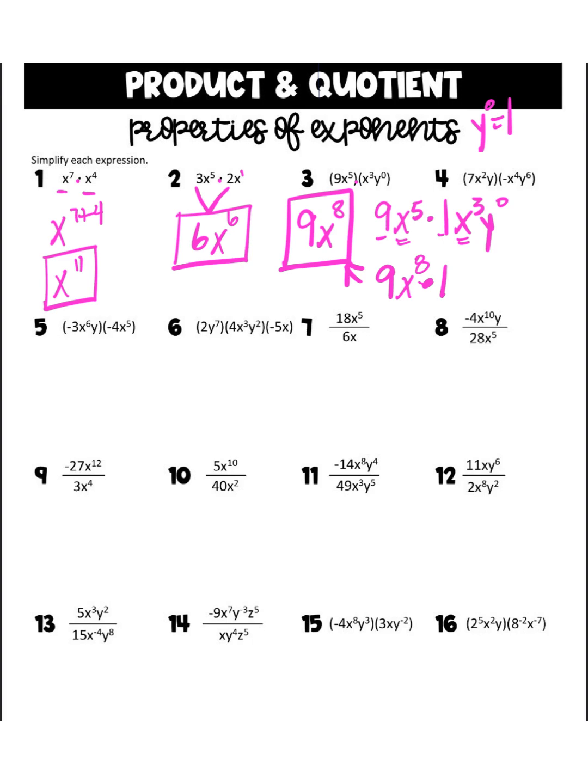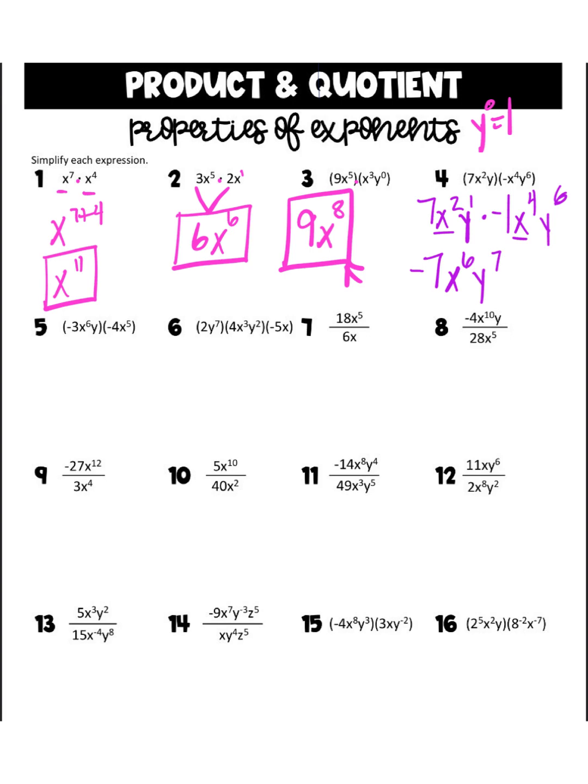On number 4, and let me erase this right here so that I have my space back. So on this one here, there's 7x squared y times negative 1x to the 4 y to the 6. So you multiply 7 times negative 1, which is negative 7. The x's have the exponents 2 and 4, so add the 2 plus 4. And then y to the 1 and y to the 6, so that's y to the 7, because 1 plus 6 is 7.